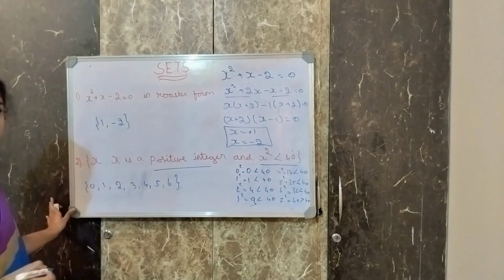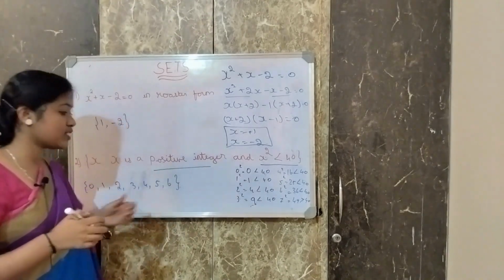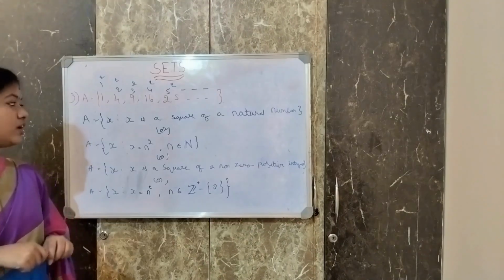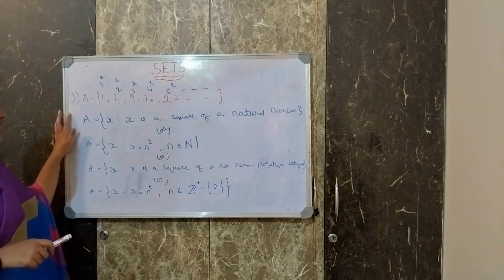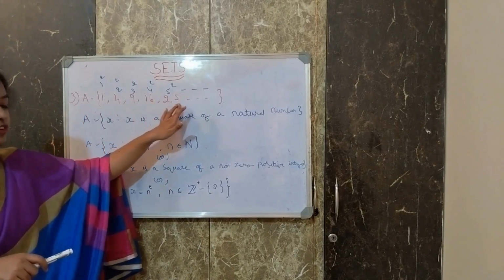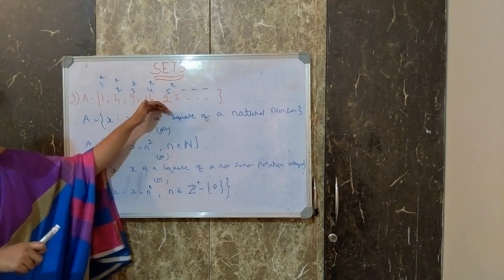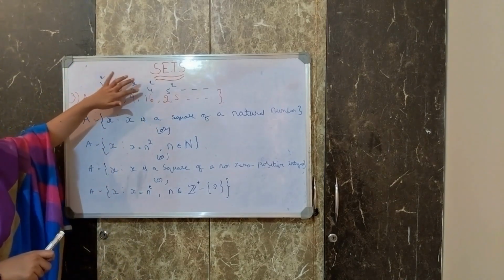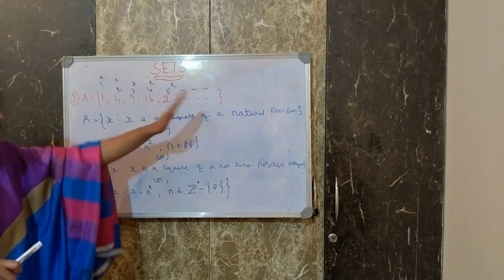What about 7? We can't write 7 in this list because 7 square is 49, which is greater than 40. In the third example, it is given A equal to 1, 4, 9, 16, 25 and so on. These are nothing but the square numbers. 1 square is 1, 2 square is 4, 3 square 9, 4 square 16, 5 square 25 and so on.